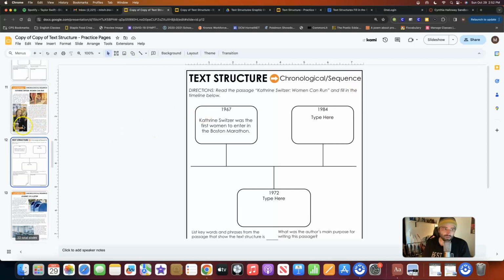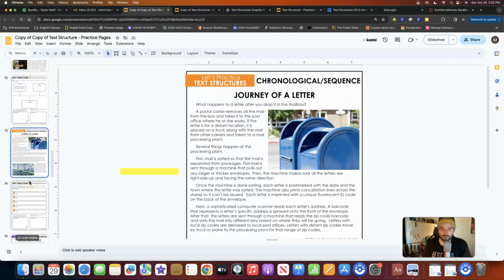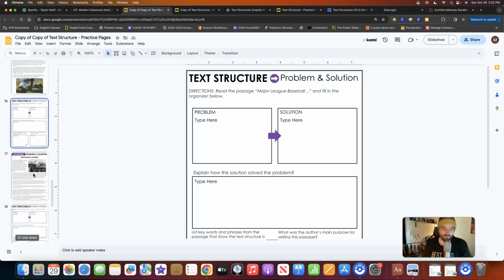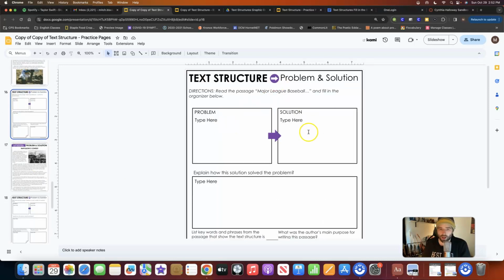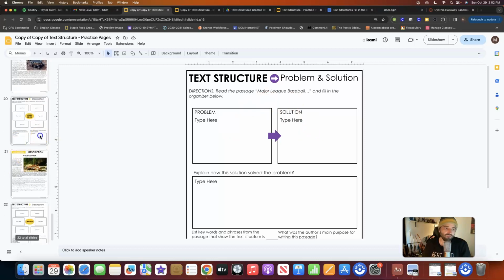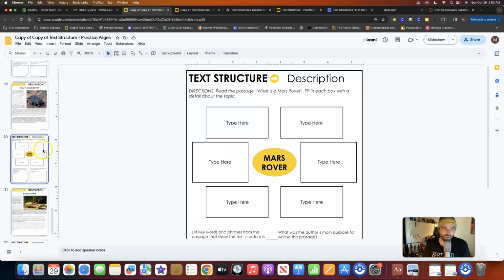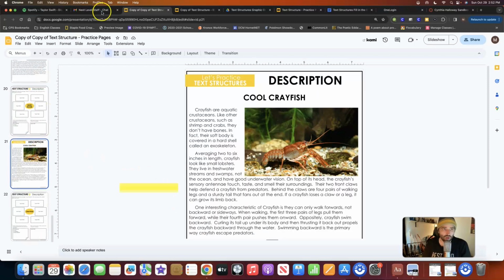I might actually ask us to skip that one and jump right into Journey of a Letter. Problem and solution is the same idea as cause and effect in a way: what was your problem, and how do we solve that problem? And finally, description is one of the easiest ones. You just look for anything that describes that rover, and anything that describes this crayfish. And then in a nutshell, that is what we want to look for.